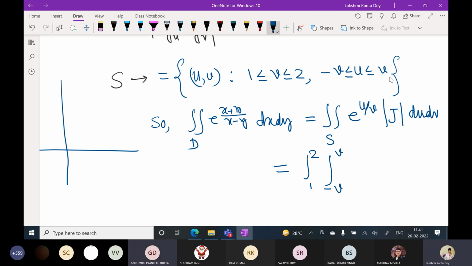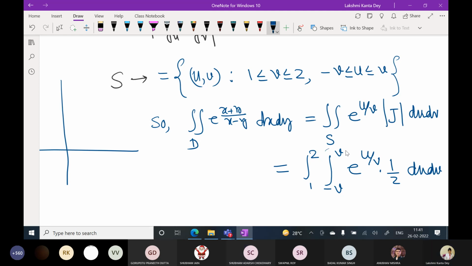No, minus, okay, v to... okay, v. Yes, sir. e to the power u by v. This will be half, because it was minus half, so it's the modulus. It will be half du dv. Okay, now sir, how did the limit become from v to minus v? It is minus v to v, not v to minus v.